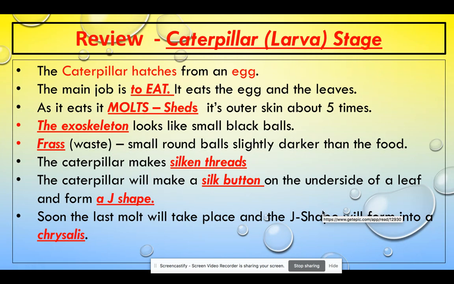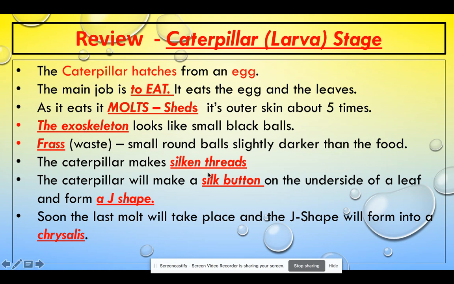Here's the review of the larva stage. All right, just some of the information that we've gone through, what we're up to now. Okay, it hatches from the egg. Its main job is to eat. Then it molts. The exoskeleton looks like small black balls on the outside of it. Okay, exoskeleton, that means it's on the outside of their body.